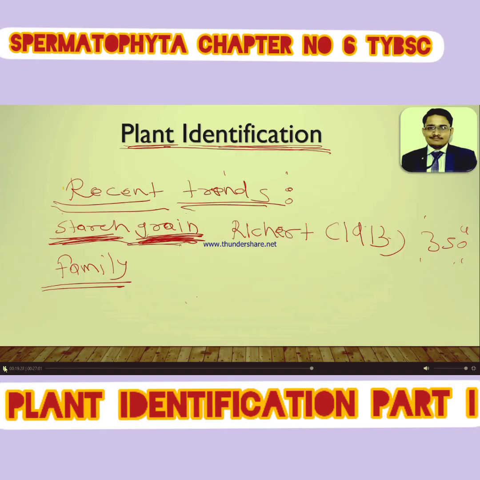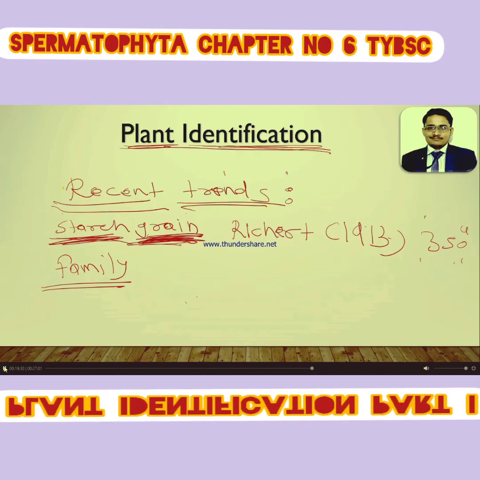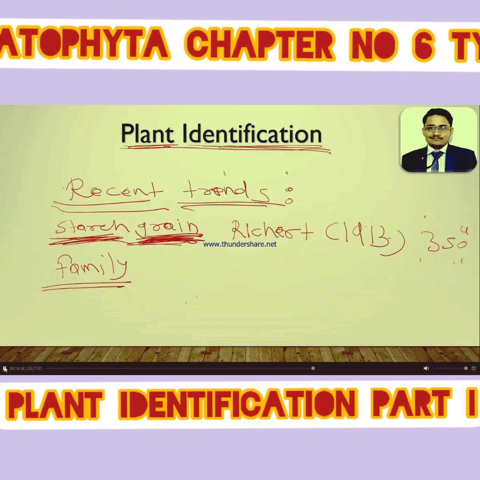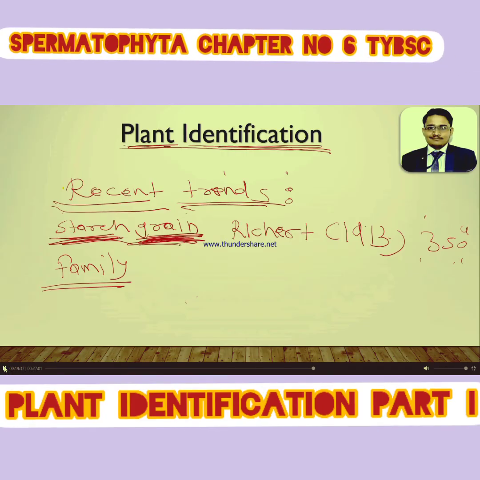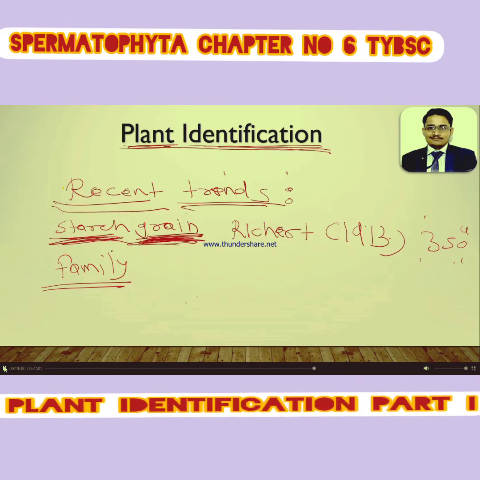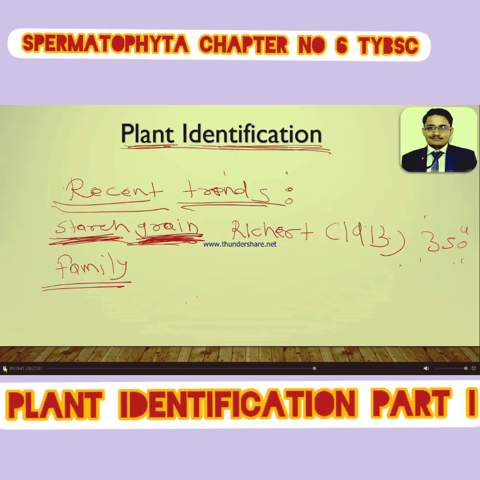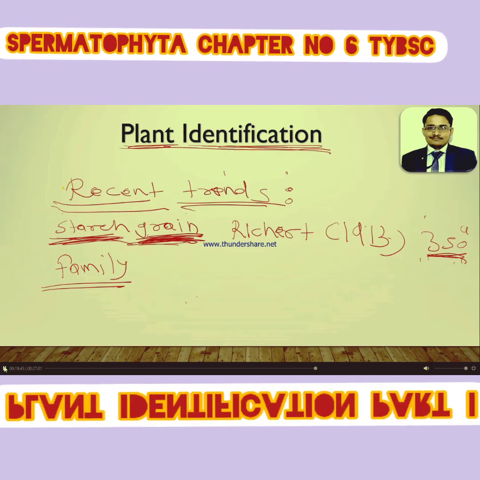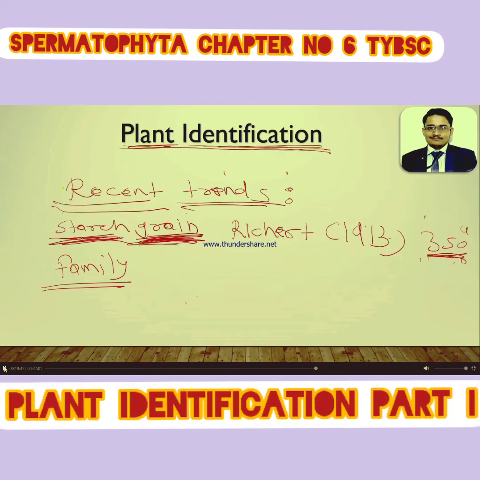That is a recent technology. There is no need to learn taxonomy. We only learn anatomy and biochemistry. With the help of that, the scientist Richard can identify 350 families. 350 families. That is the first technology.